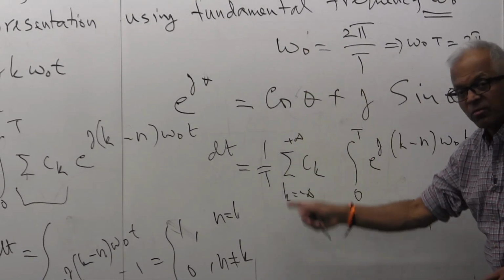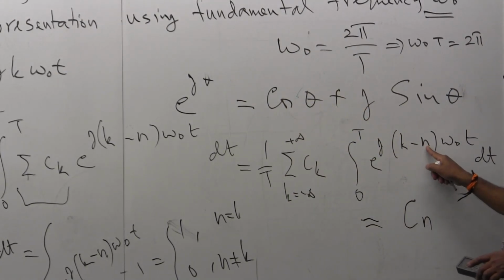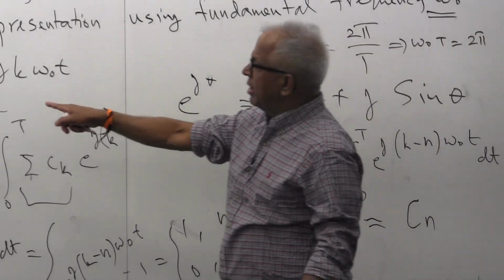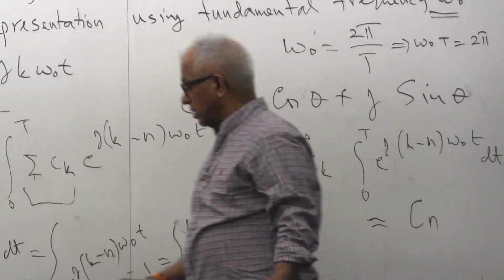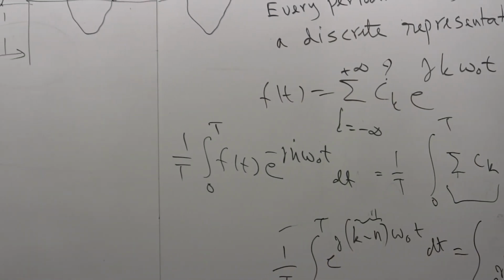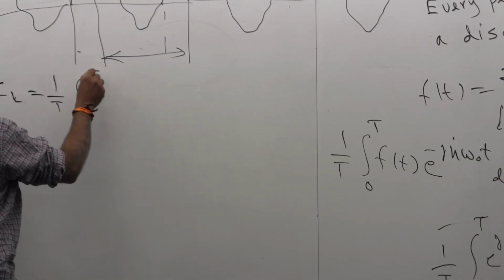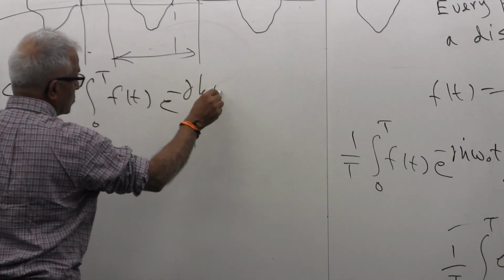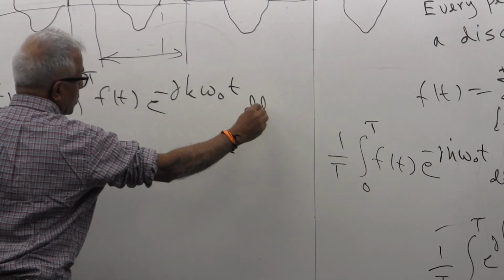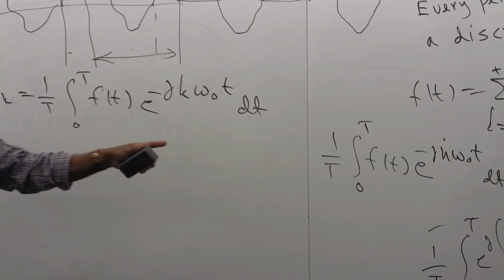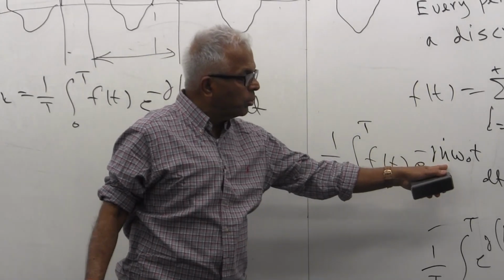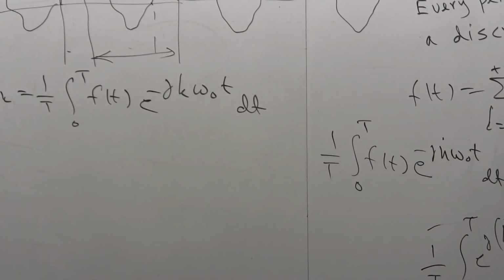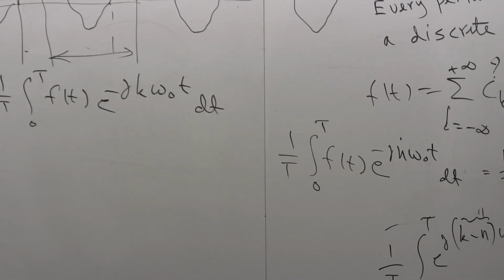See, k goes over all the values from minus infinity to infinity, but when k hits n, this will be 1. So the question was, what is the value of ck? Here is the answer. ck is 1 over T, integral 0 to T, f(t) e raised to minus jk omega naught t dt. This is what I wanted to prove. That's why I started with this. Look at what I have done. I put an n here. I went through all this. Showed that if you put n there, you get to Cn.